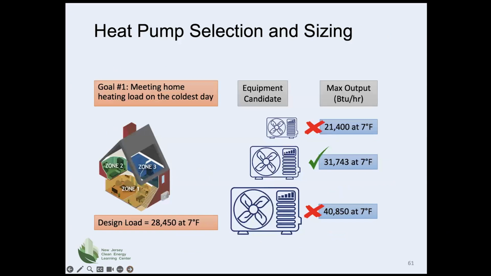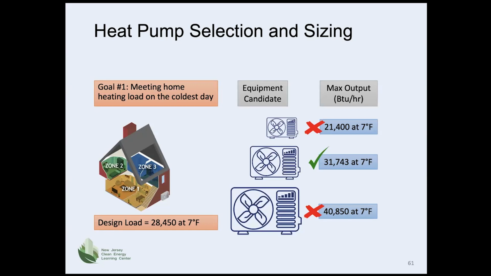So to further give an example here, the goal, number one, is to meet the home heating load on the coldest day. And in this particular case, the coldest day is defined as the design load at 7 degrees Fahrenheit, which calculates out to a load of 28,450 BTUs.